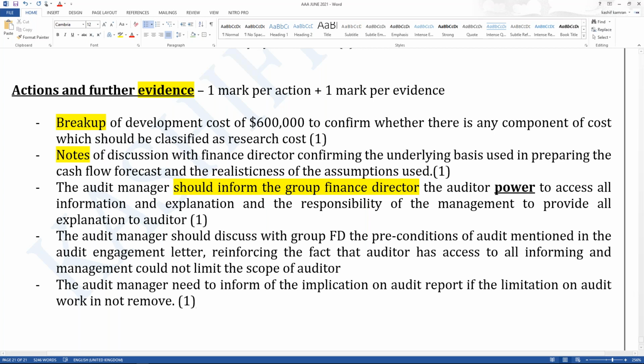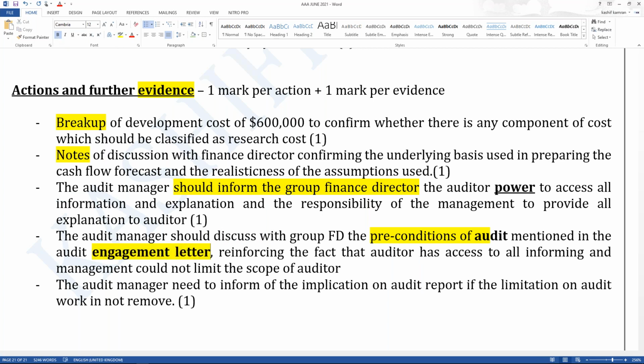No, the third and fourth action is not exactly the same, because over here I generally speak of the auditor's power. Look at my language here, preconditions of audit. See how different language is used here. Look at the engagement letter. Am I using the same terminologies in my 3 and 4? No, I'm using a very different terminology. So are you getting the track?